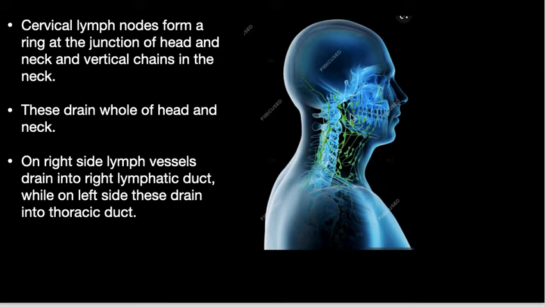The cervical lymph nodes form a ring at the junction of the head and neck and vertical chains in the neck. They are draining the whole of the head and neck. On the right side, the lymph vessels are draining into the right lymphatic duct, whereas on the left side they are draining into the thoracic duct.